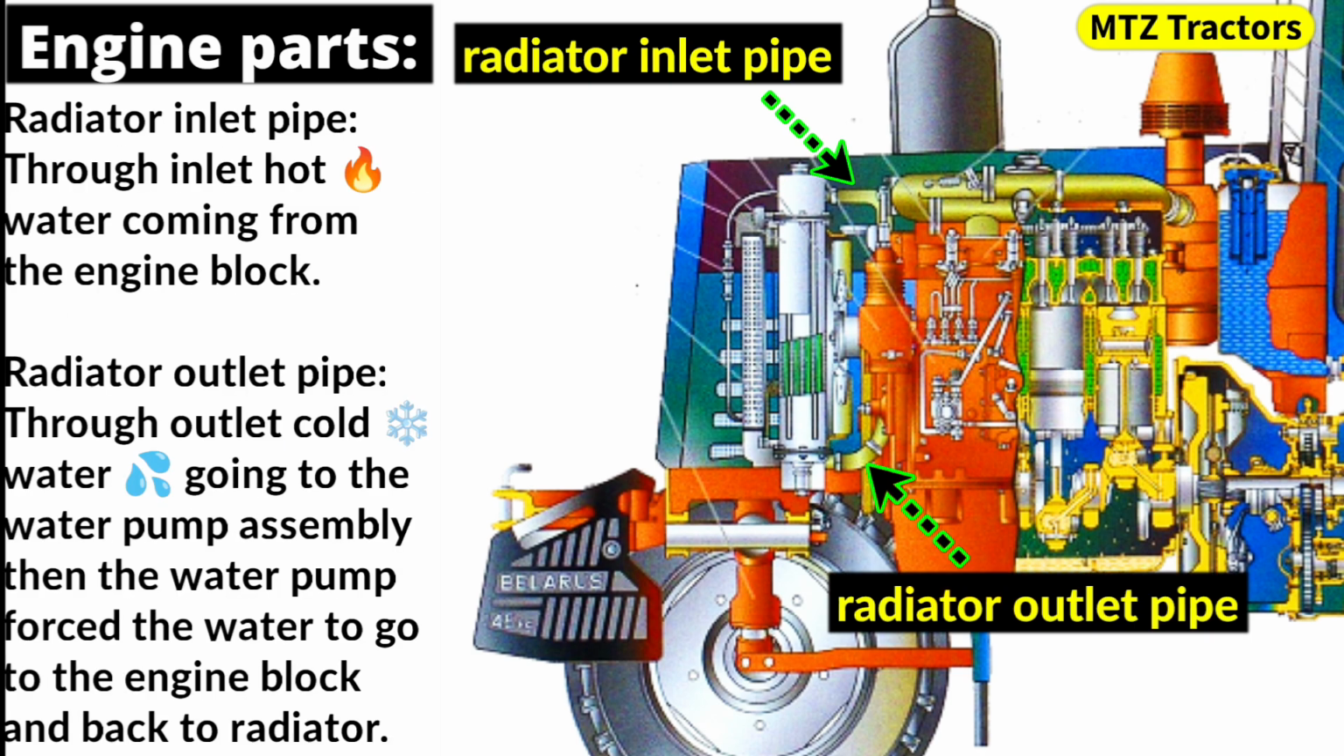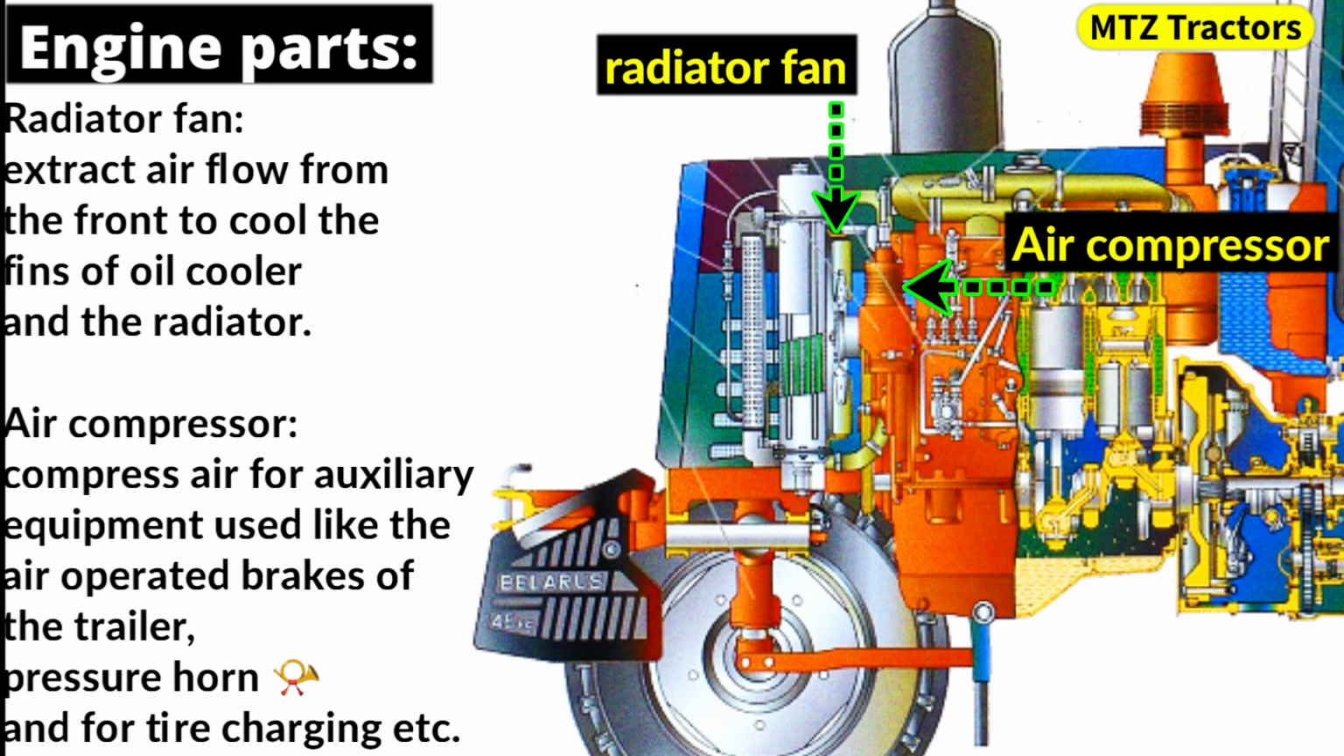Radiator inlet pipe. Through the inlet, hot water comes from the engine block. Radiator outlet pipe. Through the outlet, cold water goes to the water pump assembly, then the water pump forces the water to go to the engine block and back to the radiator. Radiator fan. Extracts air flow from the front to cool the fins of the oil cooler and the radiator.